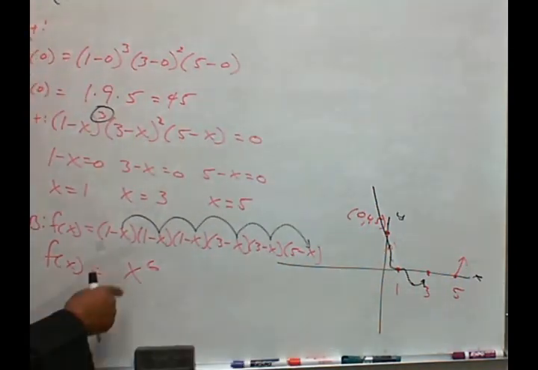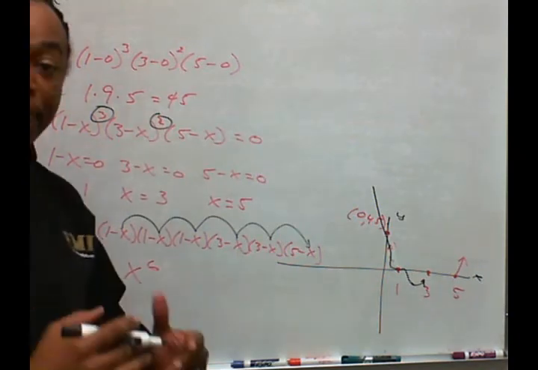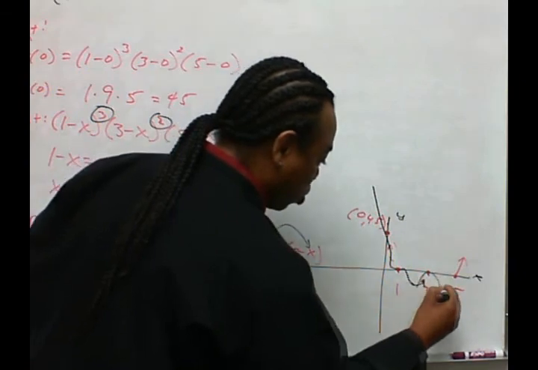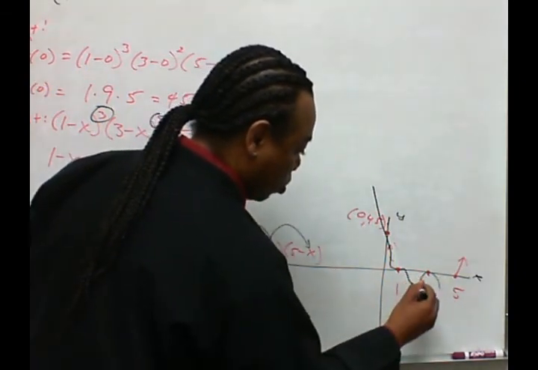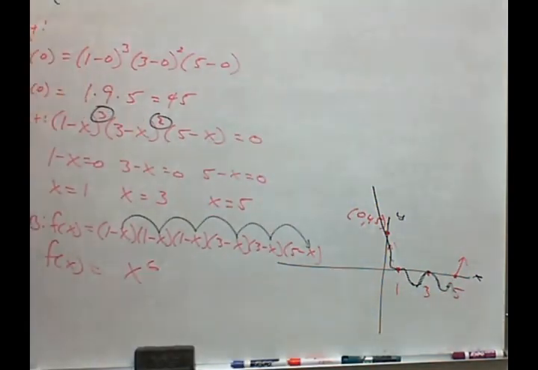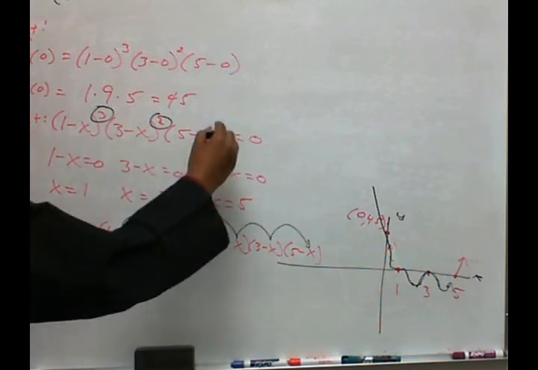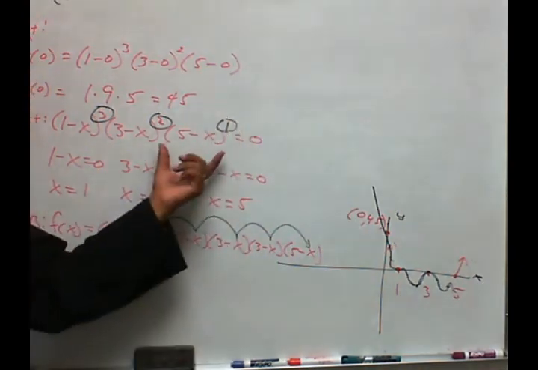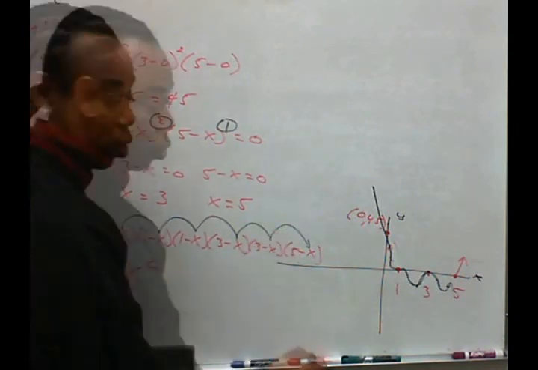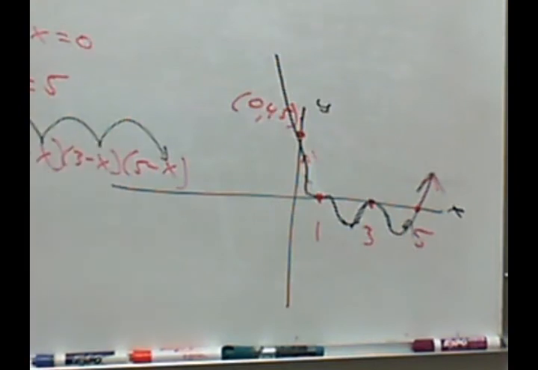All right, now for 3, the multiplicity is 2. Multiplicity 2's bounce. So we're going to bounce right there and not go through. There we go. All right. And now I'm headed toward intercept 5. For intercept 5, the multiplicity is 1 because the power on the factor is 1. Understood 1. So I'm going to go straight through. And that finishes my graph.